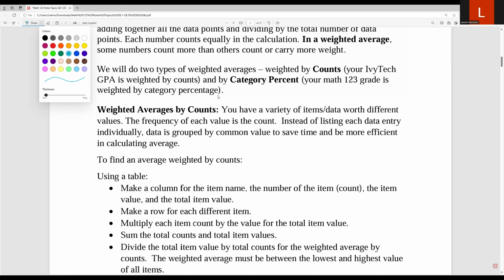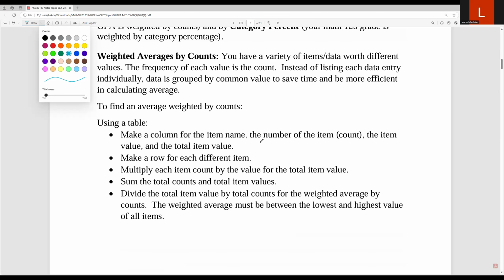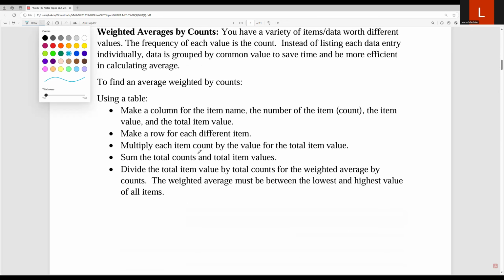So in other words, they might say, I have sweaters that are going to cost $50 and I'm going to have 20 of those to sell. So 20 is the frequency, whereas the value of each one, that we're actually giving the value, is the $50. So you're going to have that item amount, like what is the value, and then you're going to have the count, so the frequency. Instead of listing each data entry individually, data is grouped by common values to save time and be more efficient in calculating the average. So there's kind of like this rule here of how you can set these up. You can follow these steps specifically, or you can kind of just look at how I'm going to do it. So let's go ahead and jump in and do an example.